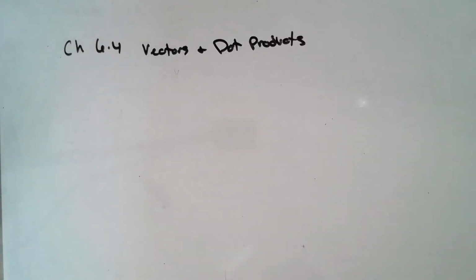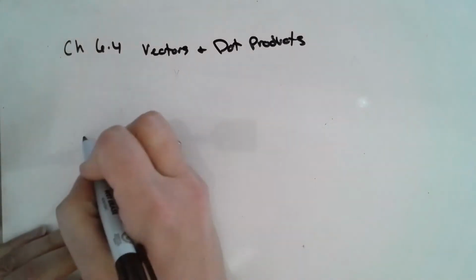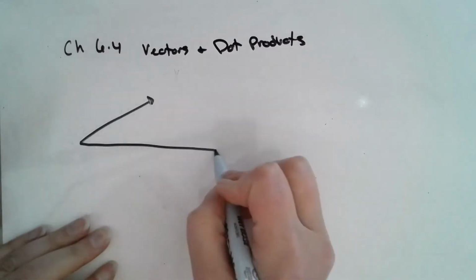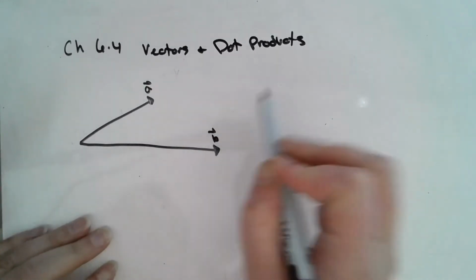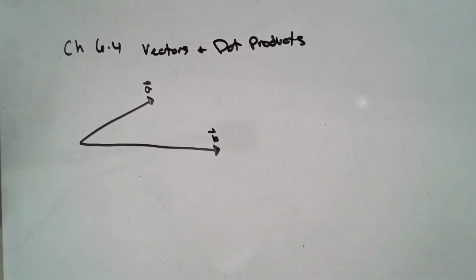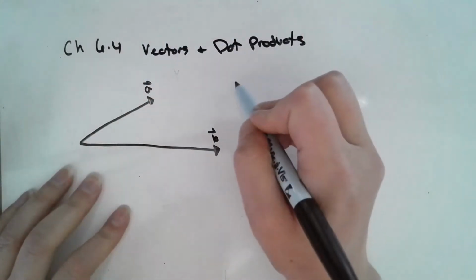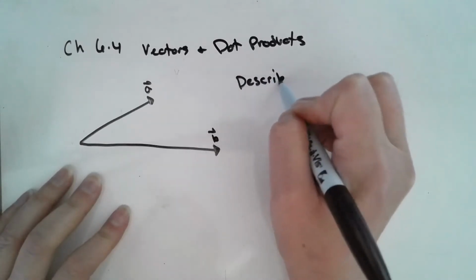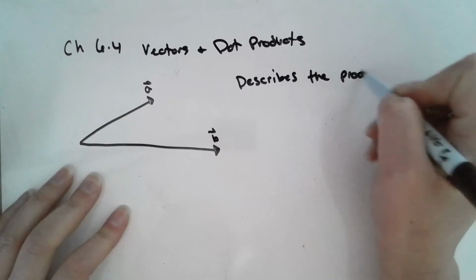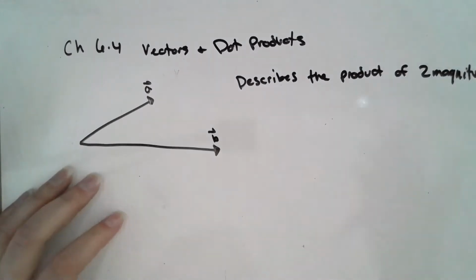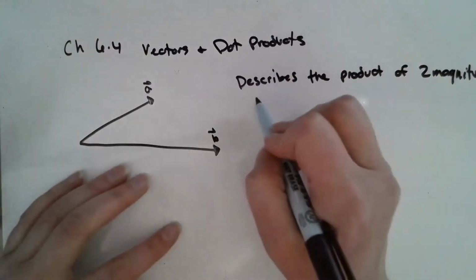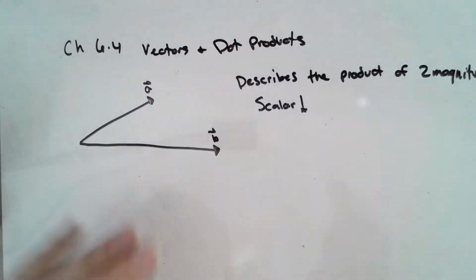Okay, so the idea of a dot product is basically if you were to have, let's say, a vector here, a vector here, let's call this vector A, a vector B. What it is, is a scalar that describes the product of 2 magnitudes. And it's a scalar, meaning it's just going to be a single number that talks about the size.